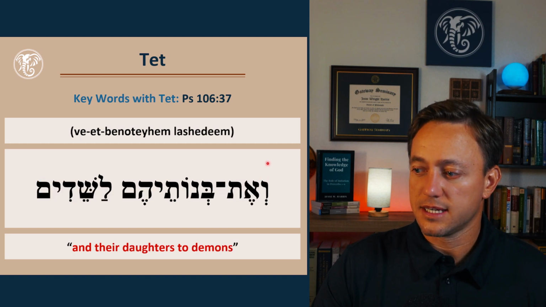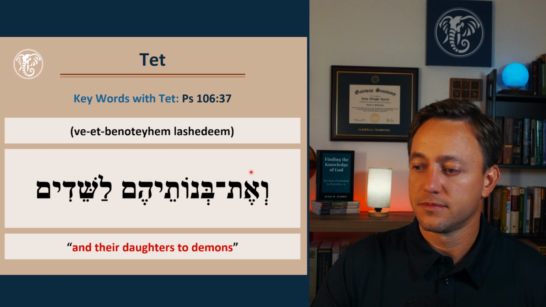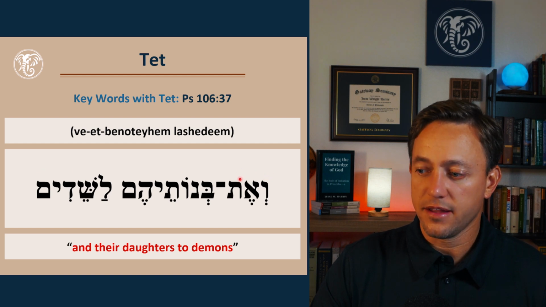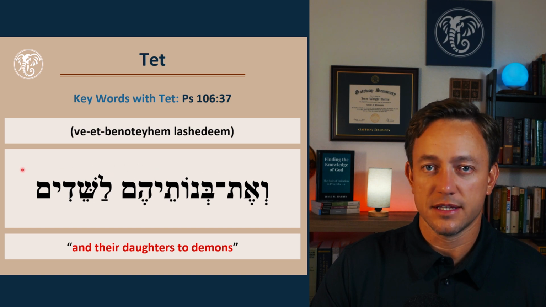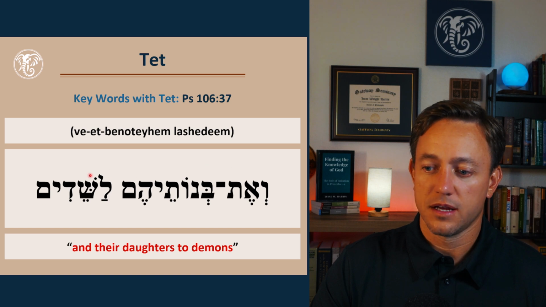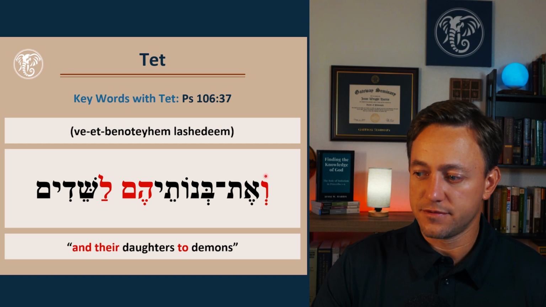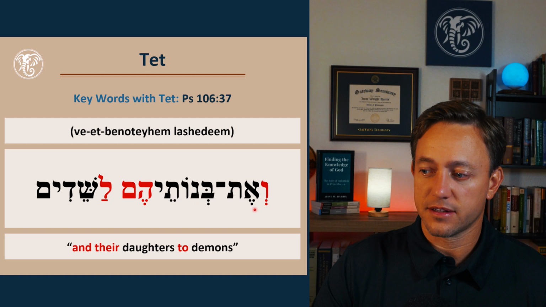And then we go on to see ve'et benotehem la shadim. Ve'et benotehem la shadim. So what do we have here? Again, we have the v and the et, again not translated necessarily. And benot.